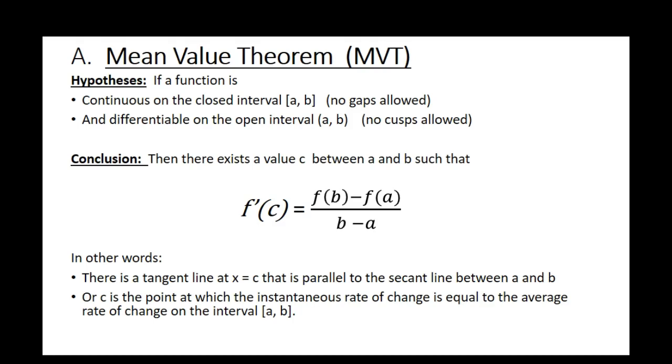All right. So it's got to be continuous, no holes or gaps, and it has to be differentiable. The derivative has to exist everywhere. Otherwise, the one place where it doesn't exist might be that one spot where it would have worked. So it has to be continuous and differentiable. No cusps, no gaps. But if that's the case, then there is some place where the instantaneous rate of change equals the average rate of change. Okay?